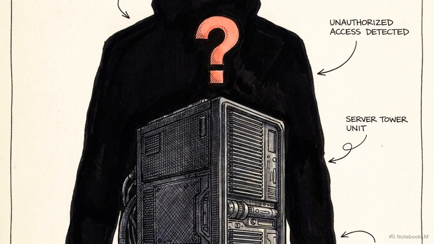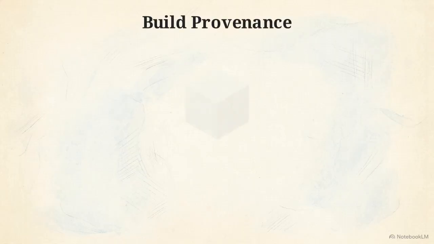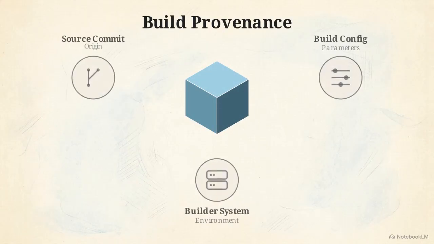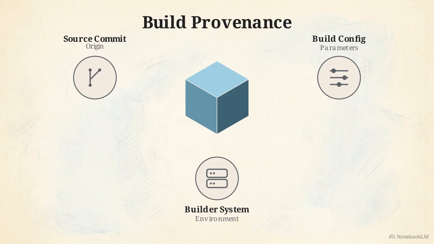This diagram maps the cryptographic evidence answering 3 questions. What source commit was used? What build configuration was applied? And what system performed the compilation? Pipelines must generate SLSA Level 3 attestations, permanently binding this metadata to the container.